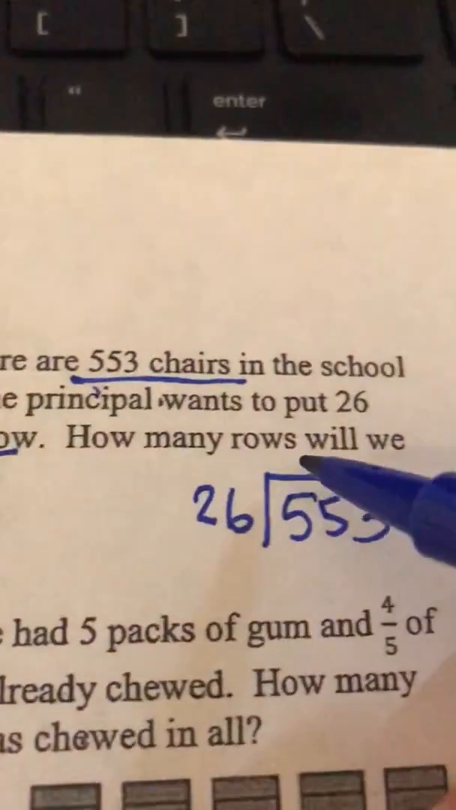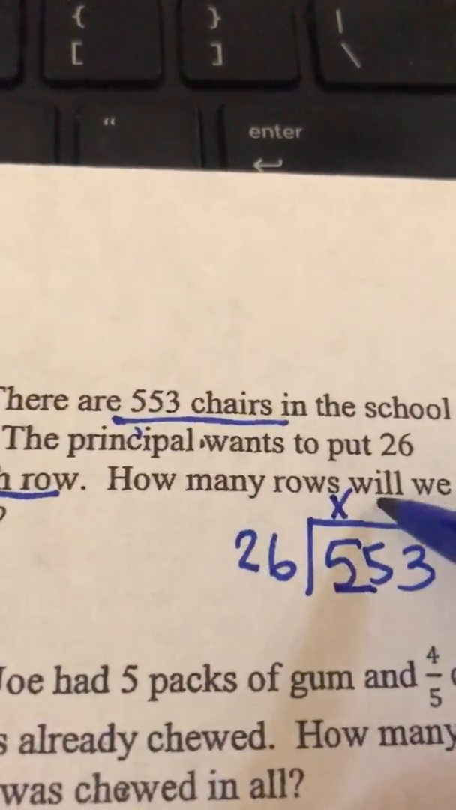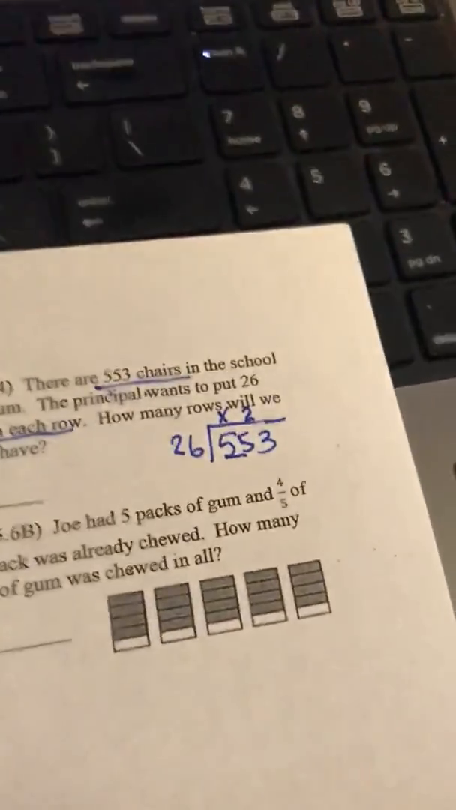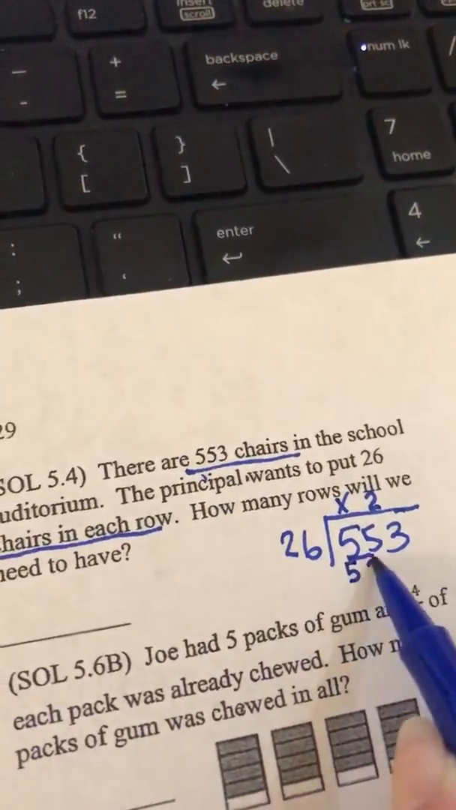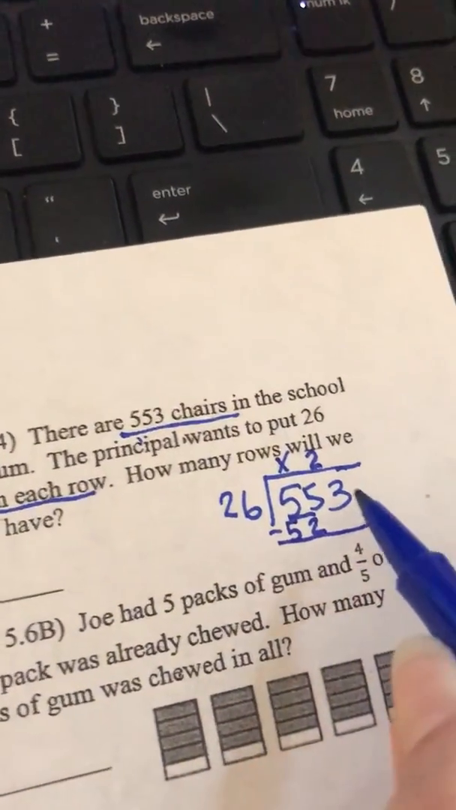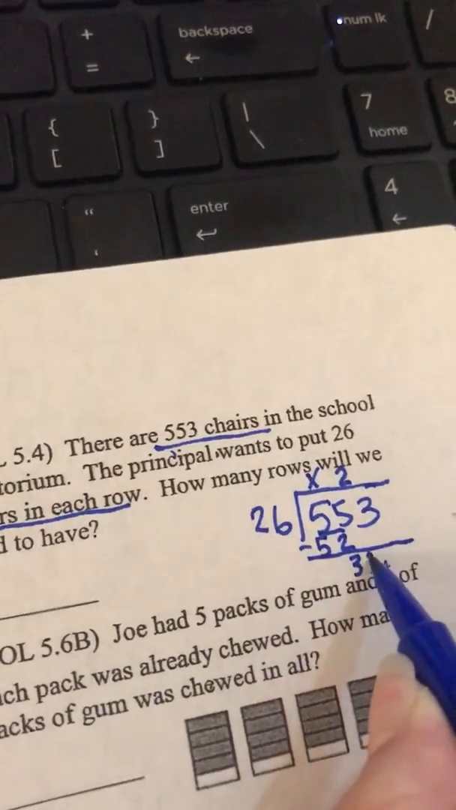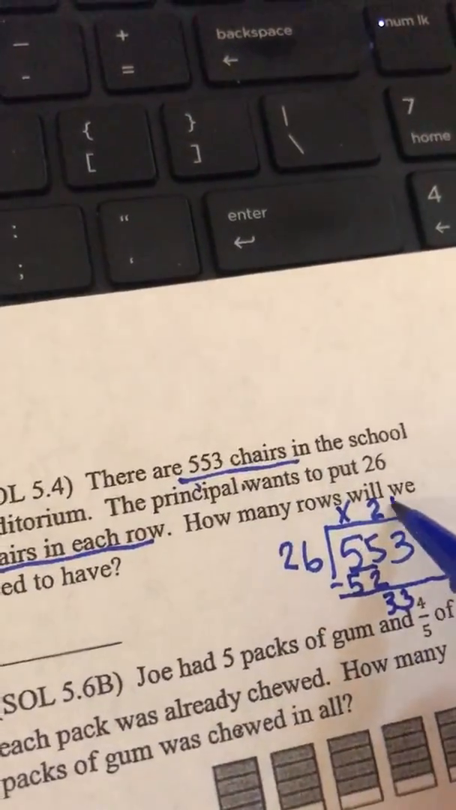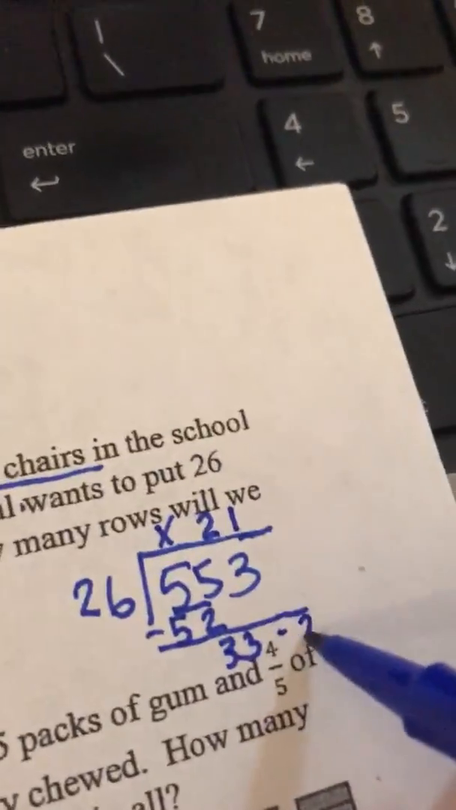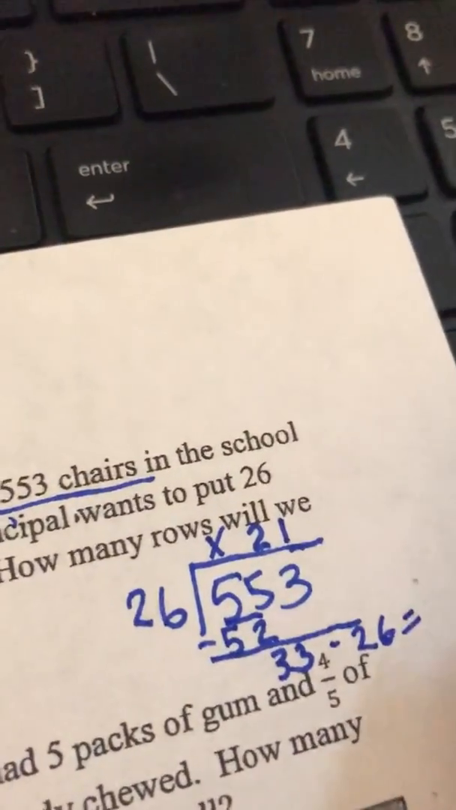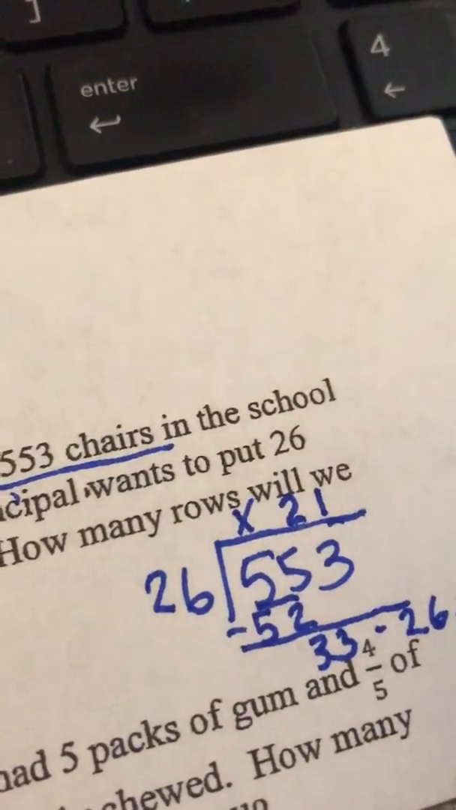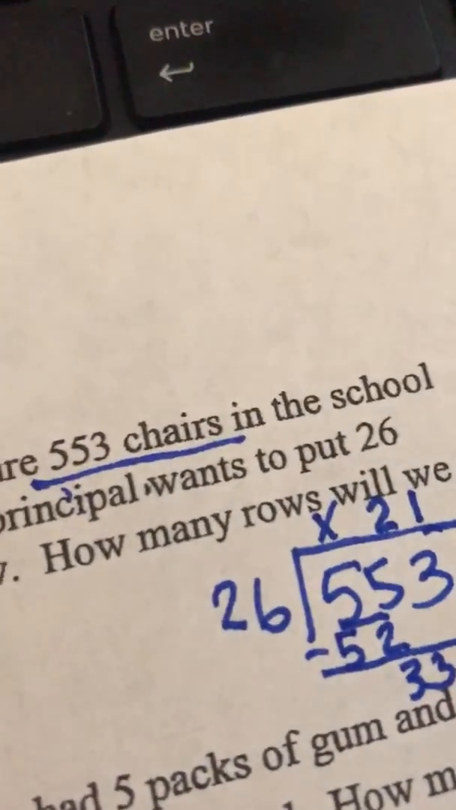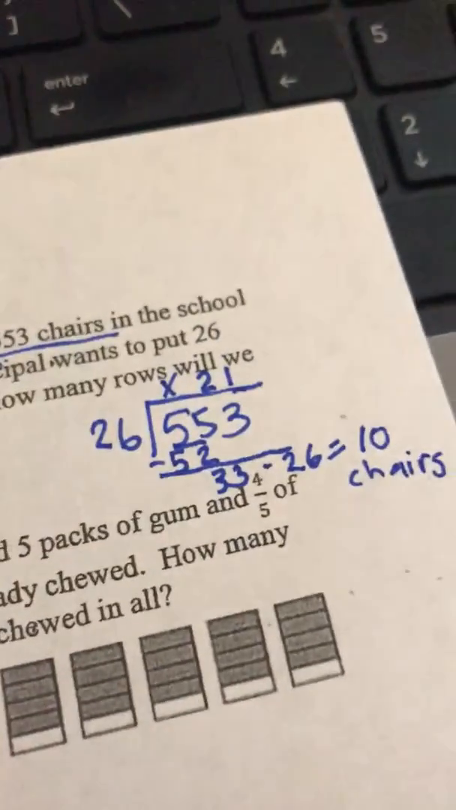So let me see if I can do this out for you. So 26 can't go into 5. 26 can go into 55 2 times. 26 times 2 is 52. So that means 33. 26 can go into 33 one time. So 33 minus 26 is 10 chairs left over. I'm going to let you look at that for a second.